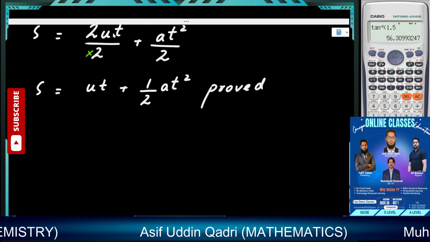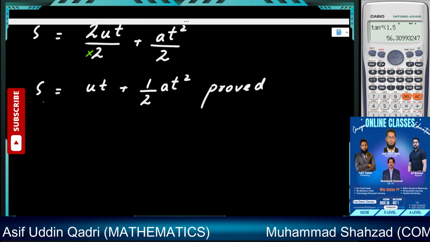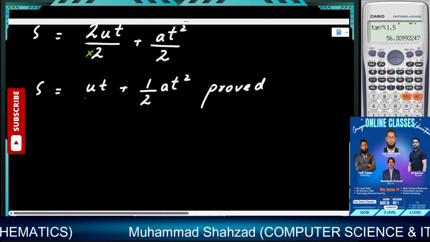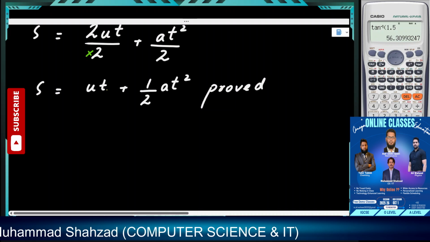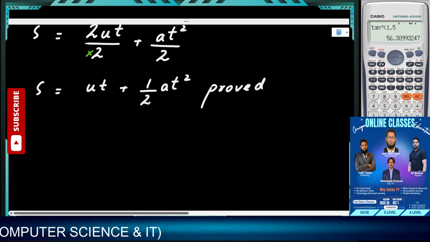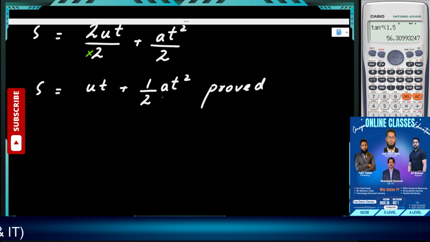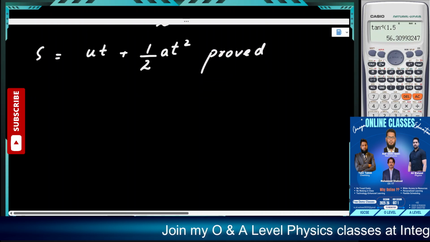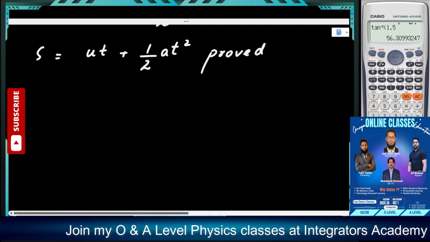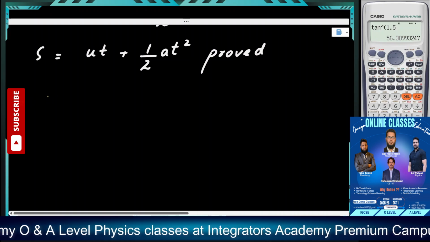And what are the quantities used in this one? s is the displacement, u is the initial velocity, t is the time, 1 over 2 is a constant number, a is the acceleration, and t is once again the time. Let's take a look at the last one.